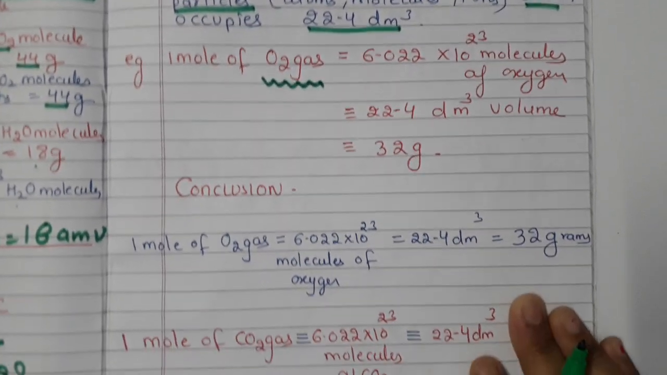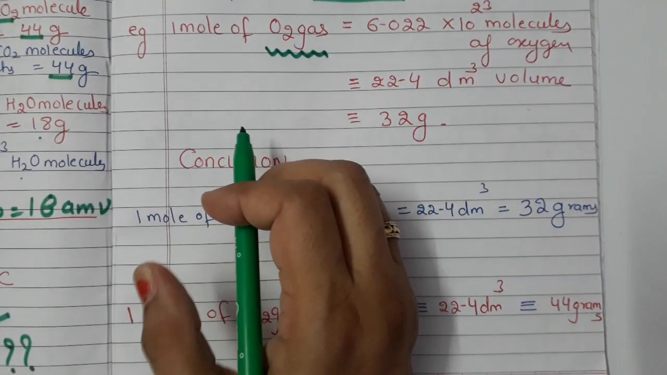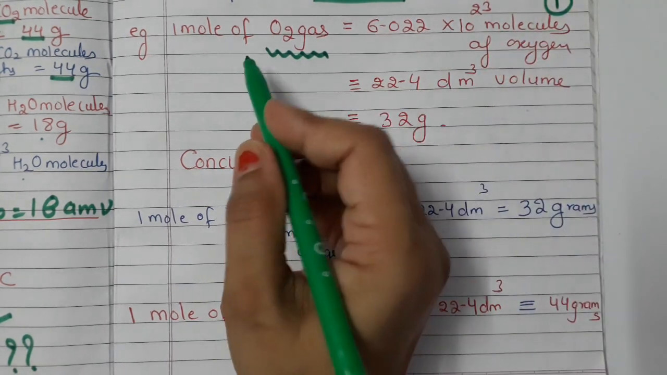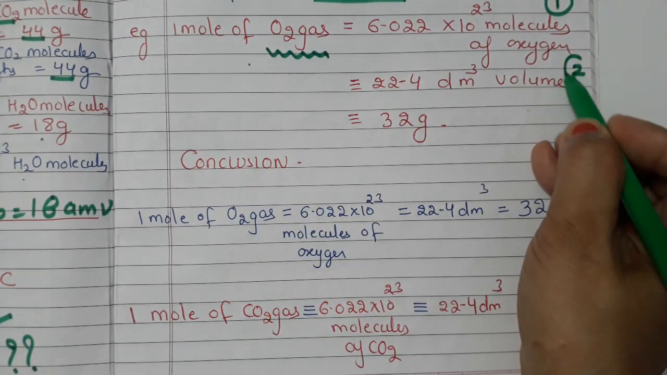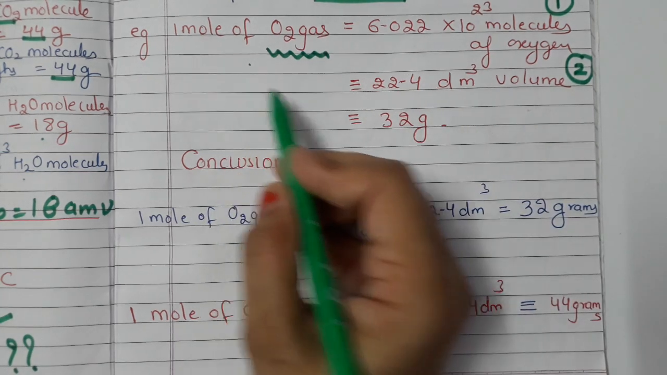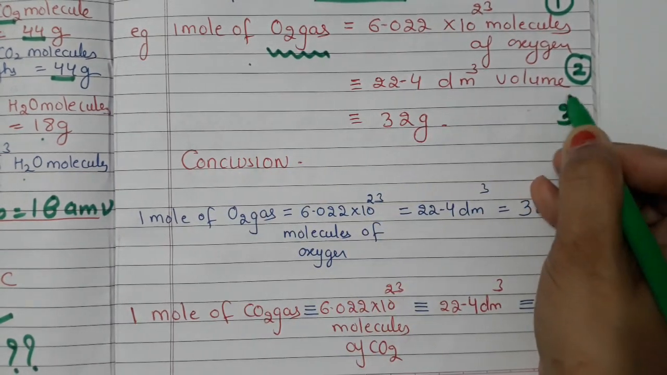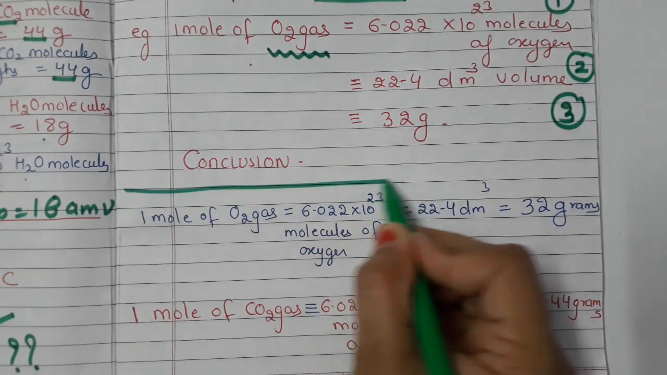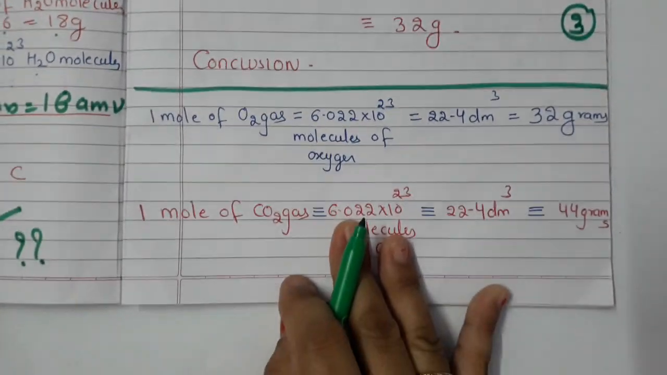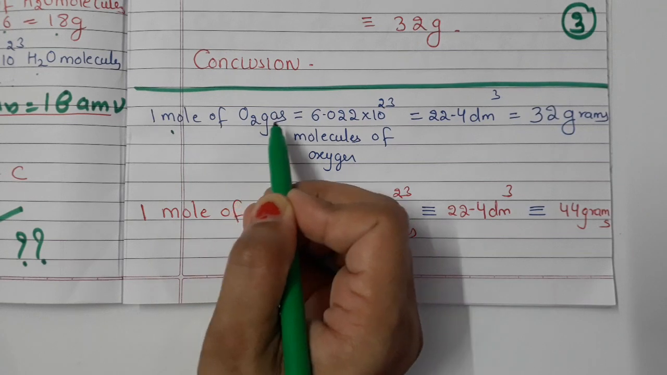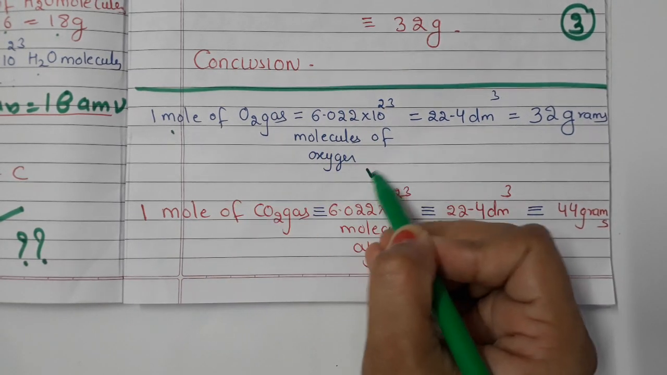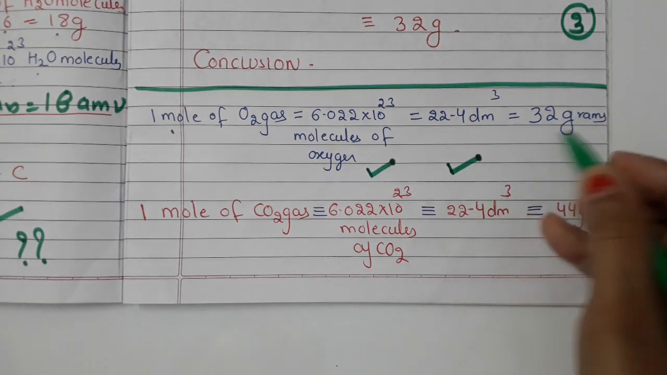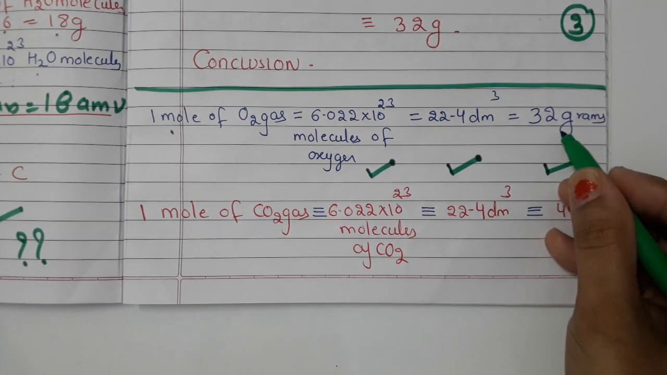Let us focus here. Now for oxygen, 1 mole of oxygen, these many molecules are present. 1 mole of oxygen occupies this much volume. 1 mole of oxygen is having 32 grams as the weight. So what is the conclusion, students? The conclusion is that 1 mole of oxygen gas contains these many molecules, which occupy this much volume and which is having this much weight.